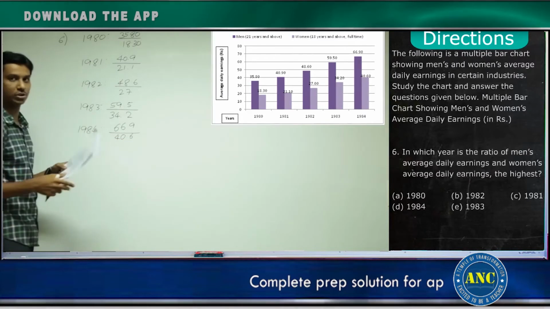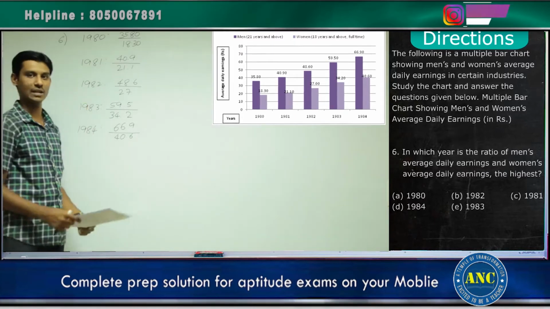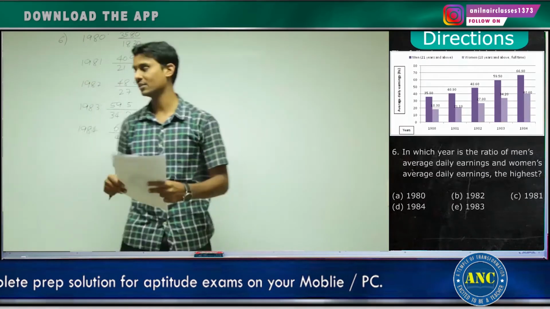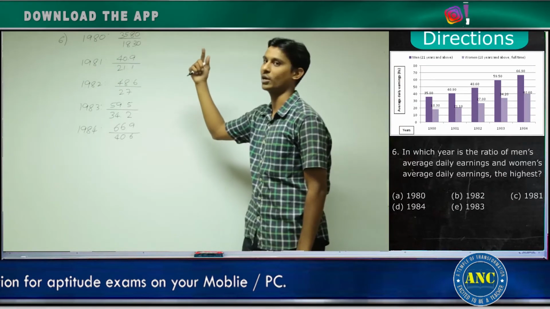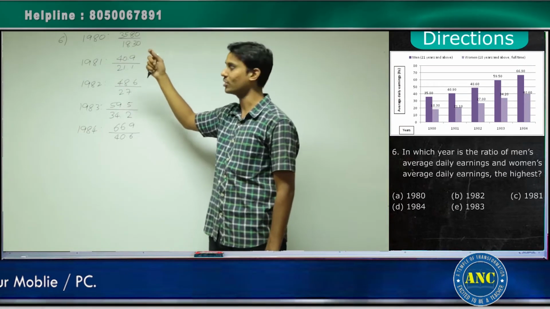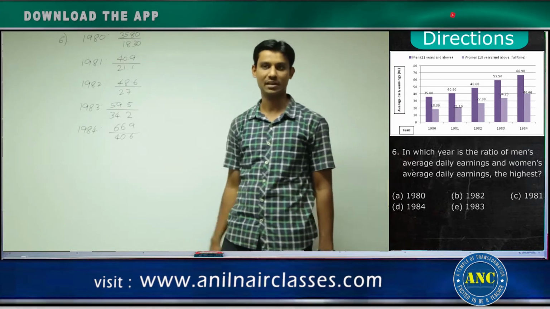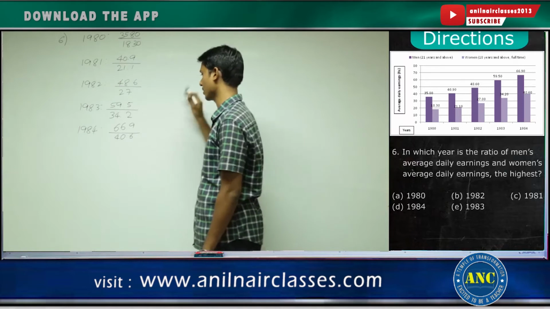Now they are asking the question: among all these ratios, which is the highest ratio? That is the question, right? If you use a different logic, what we discussed earlier, taking the denominator as 100% and all those things, you need to do it 5 times. It will take a lot of time in your examination. That is not the best way to solve this particular question.